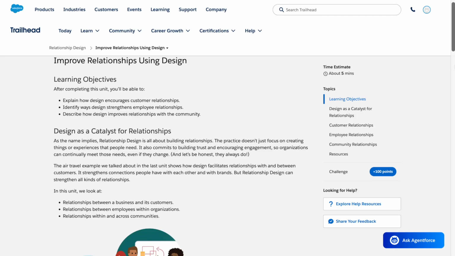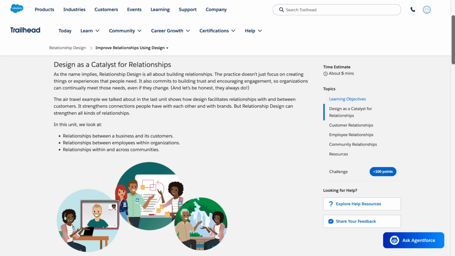Improve relationships using design. Learning objectives. After completing this unit, you'll be able to explain how design encourages customer relationships, identify ways design strengthens employee relationships, describe how design improves relationships with the community.